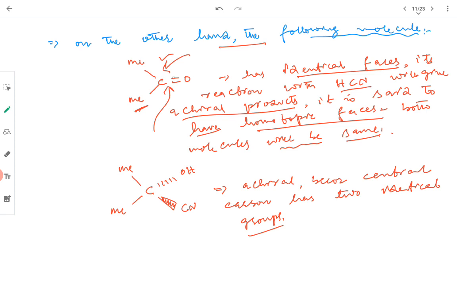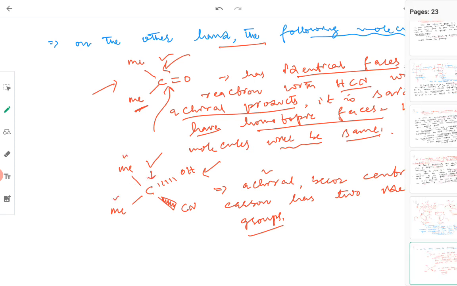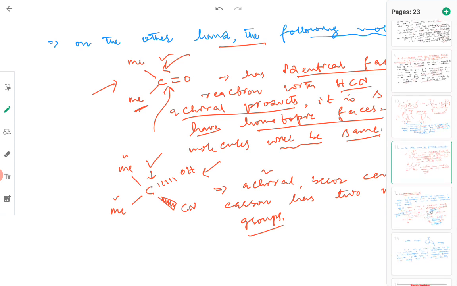So this molecule has homotopic phases because addition of CN negative to these two phases in this molecule will give rise to the same molecule, this one. So the same molecule will be formed. That's why these phases will be known as homotopic phases. So this molecule which is formed will be achiral, right? Because the central carbon is attached to two similar groups, that is, methyl groups. So such phases are known as homotopic phases.